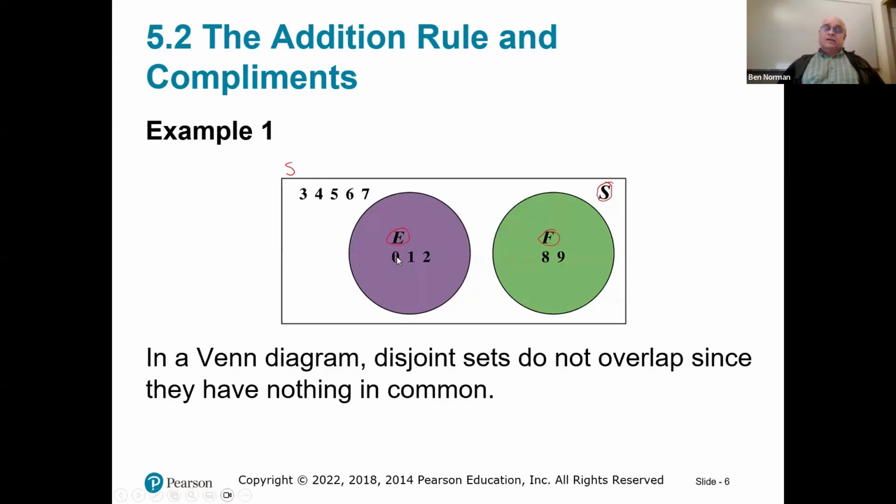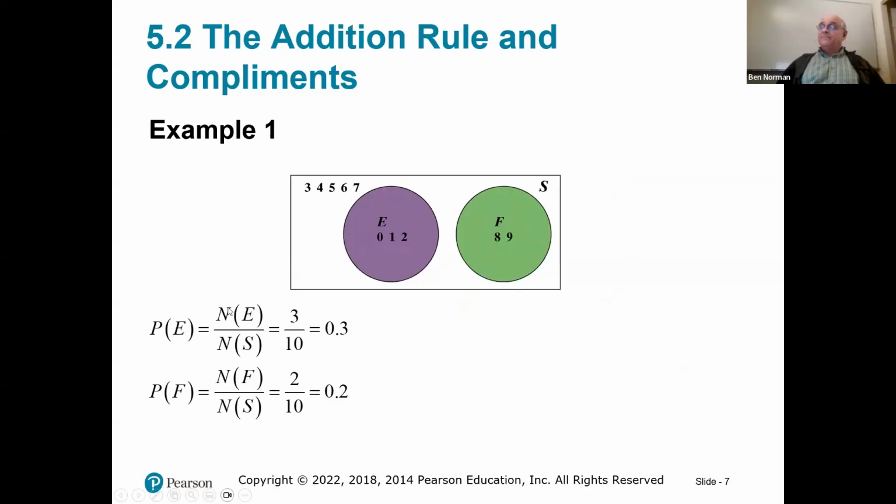Event E is all the figures that are less than or equal to 2. Listing that off, the only ones that satisfy that are 0, 1, and 2. F is greater than or equal to 8. All the figures that satisfy that event are just 8 and 9. The probability of E is going to be 3 over 10, since there are only 3 elements in E and 10 in the entire space, 0.3.